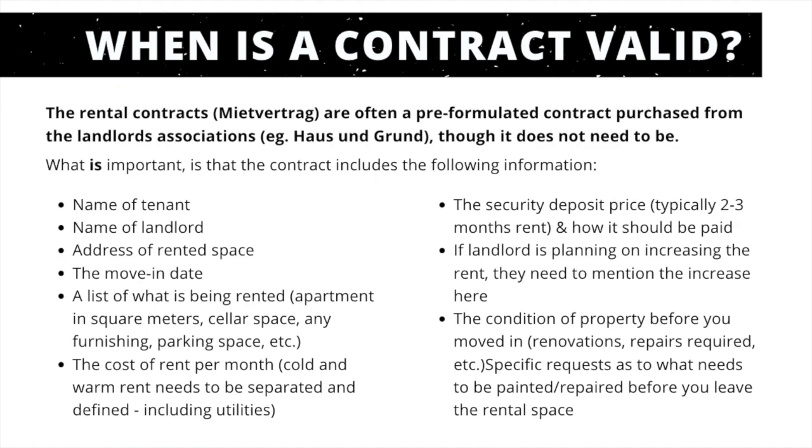Of course, what also needs to be included is the cost of your rent per month, and that includes, as we've discussed before, both the cold rent and then the Nebenkosten, or the add-ons. And these Nebenkosten, which could be the chimney cleaning or splitting the electricity bill in the hallway or any cleaning services that they might have, every single one of these points needs to be mentioned in your rental contract. They actually need to break it down so that you can see exactly what it is that you're paying for.